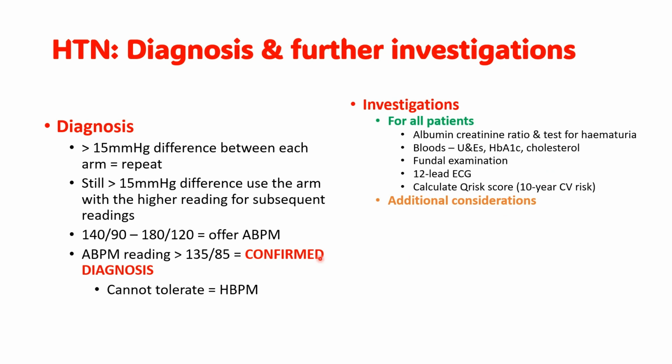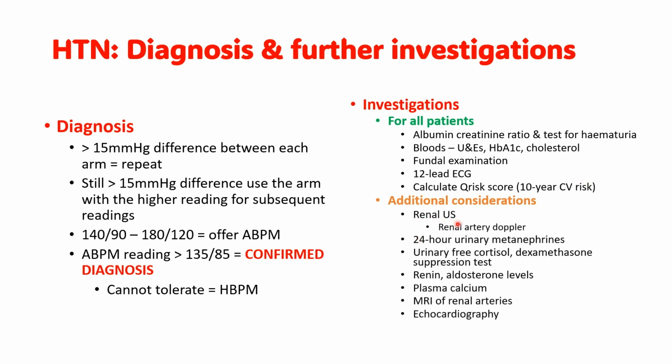And for all patients, you want to do albumin to creatinine ratios, so you're checking for proteinuria. If there's any renal problems, you also want to do a urine dipstick test for hematuria. Bloods, again, looking at renal function, HbA1c, just glycated hemoglobin, and also cholesterols, so you can look at your total cholesterol and also your HDL. Want to examine the fundus of the eyes. 12 lead ECG, so you might see some left ventricular hypertrophy, for example. You also want to calculate the Q-risk score, so the 10-year risk of a cardiovascular event.